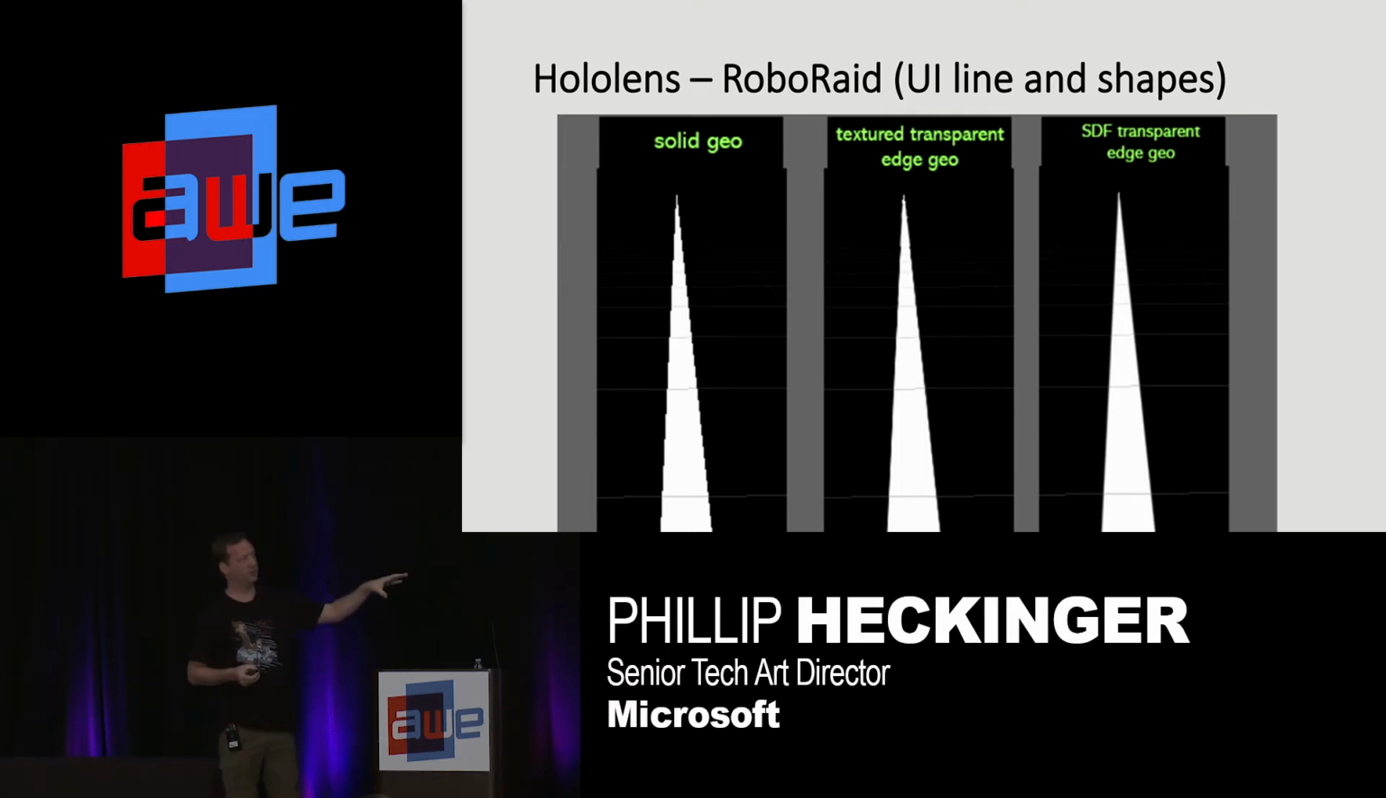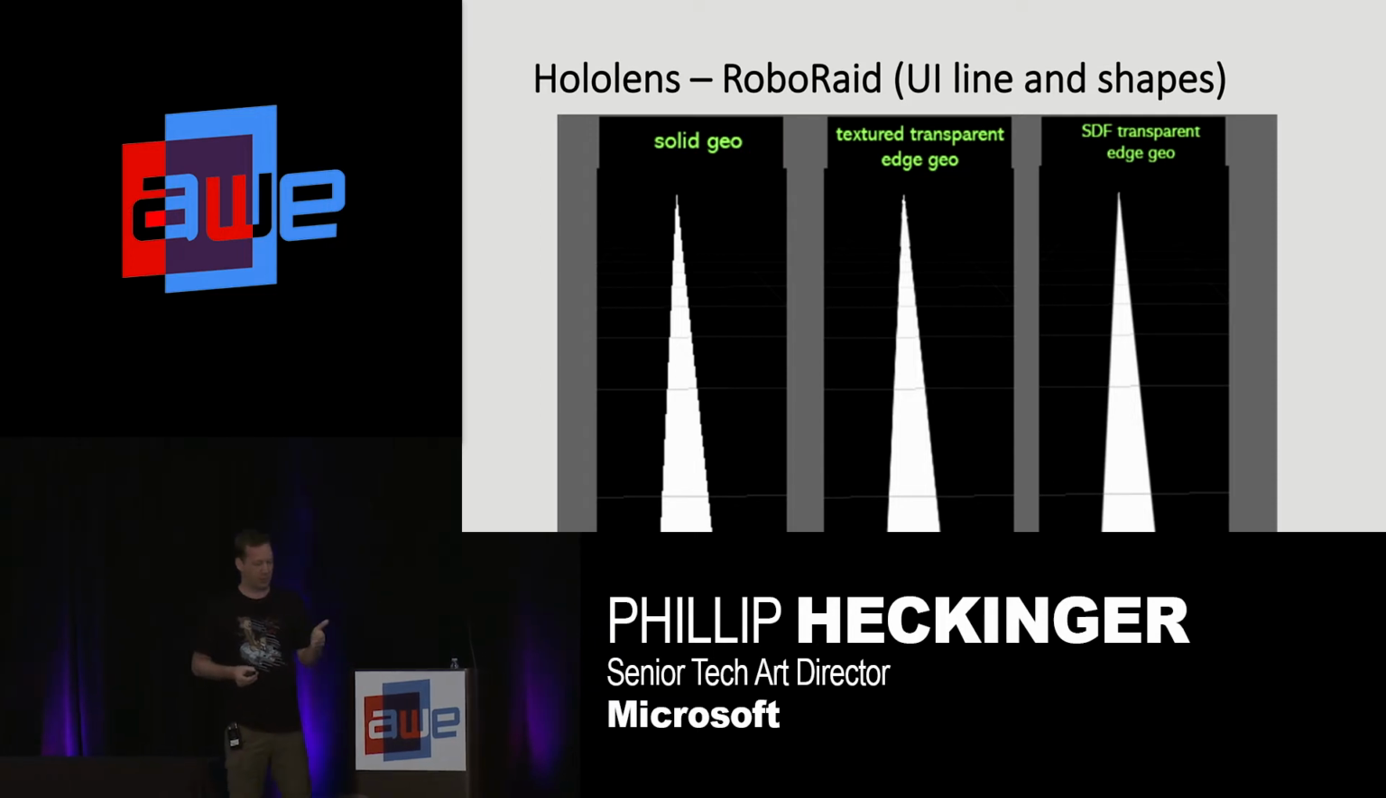We started off with solid geometry, which is everybody's go-to for lines and circles and whatever they want. And you can see we have this heavy aliasing around the edge. This is very zoomed in just to show off the artifacts. The next step you could probably do is traditionally go to a transparent edge. So the second one is transparent edge, but you can still see there's some mipping, there's some aliasing edges.